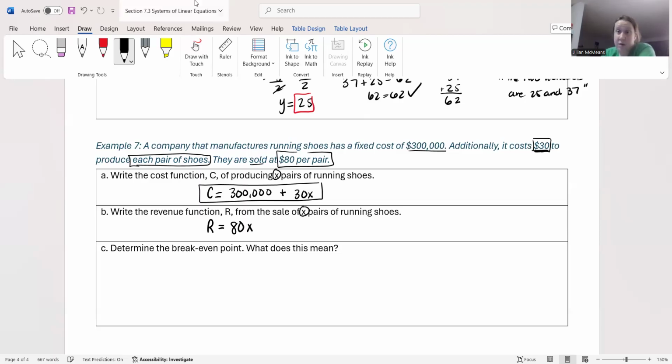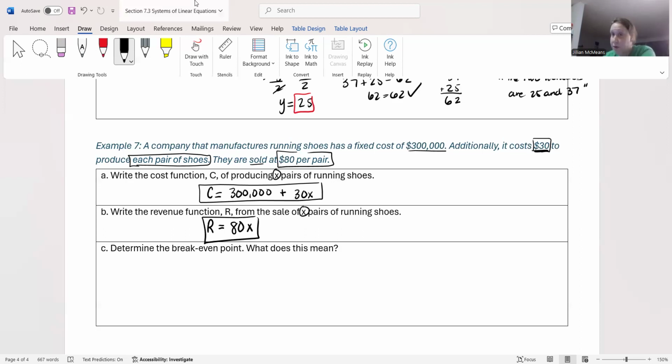We don't know how many pairs of shoes. We're just going to say x, but we know that each pair of shoes sells for $80. Okay? Now, part C says determine the break-even point. What does this mean? Now, back in chapter 6, I think 6.3, we talked about break-even problems, okay? We were dealing with linear equations in one variable. It was kind of a different situation there, but the same thing is showing up here.